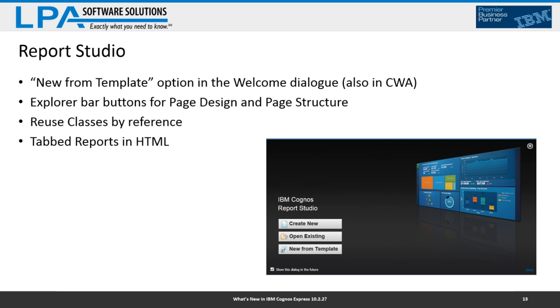Moving on to Report Studio, one of the changes that Cognos has made, or IBM has made, is to make it even easier to create reports starting with templates that you've designed. Templates in a nutshell are a way for you to pre-configure a look and feel for a set of reports, and then you can launch the creation of new reports by making a copy of that template so you inherit that standard look and feel. So there's a new From Template button now on the welcome screen in both CWA and Report Studio. There's some new buttons on the page design and page structure buttons. They're on the Explorer bar. There's a reusing of classes capability that I'll explain, and then there's this notion of tabbed reports.